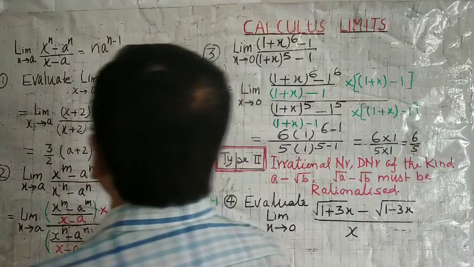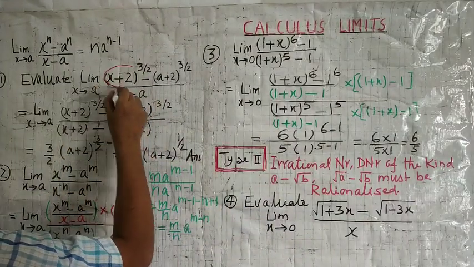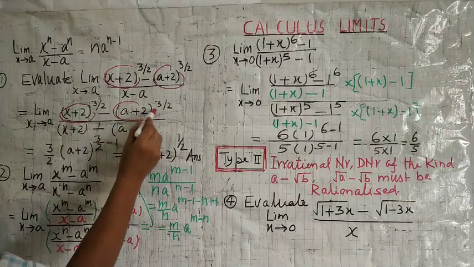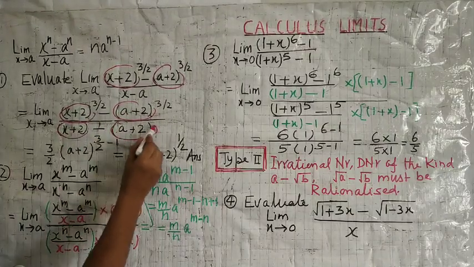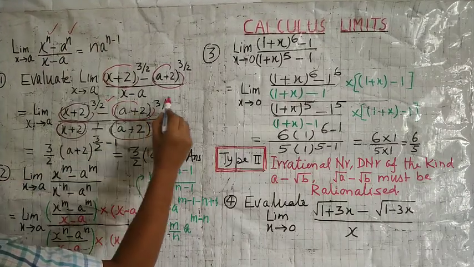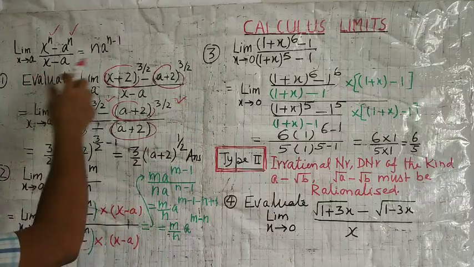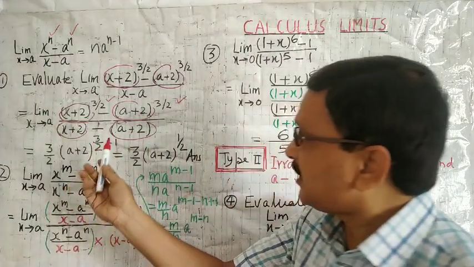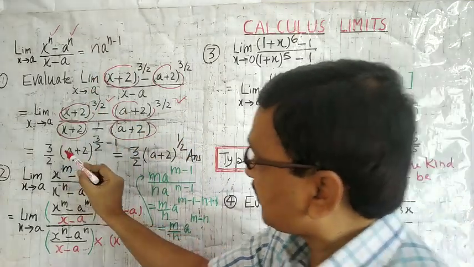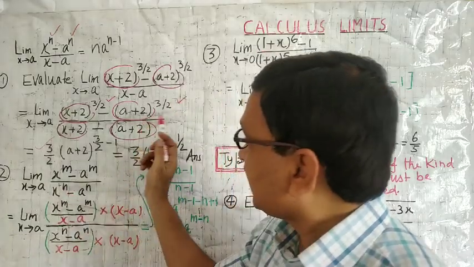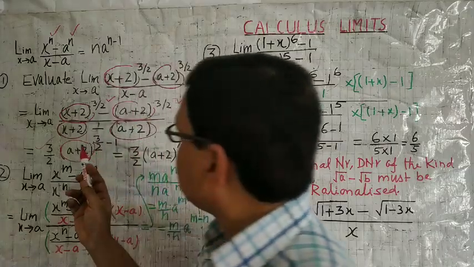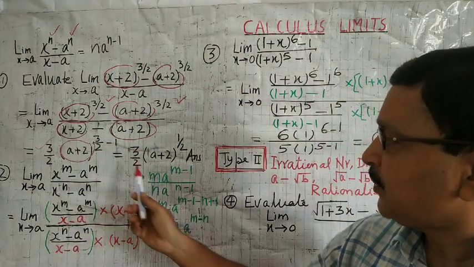Just see, this is x+2 and this is a+2. Likewise x+2 and a+2. Both must be available; the power is extra. This is the extra power, so only then the form will apply. Now the answer is n a^(n-1), where in place of n I have written 3/2, and in place of a I have written a+2. After that, n-1 is 3/2 - 1. So this is your answer.